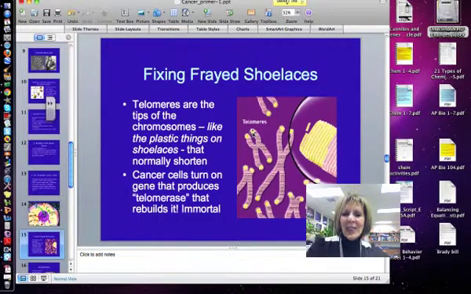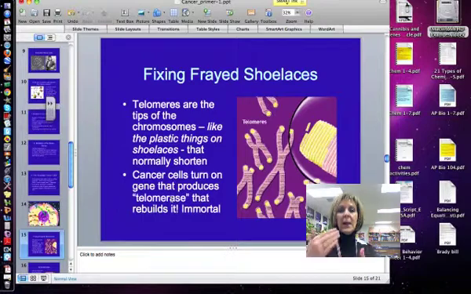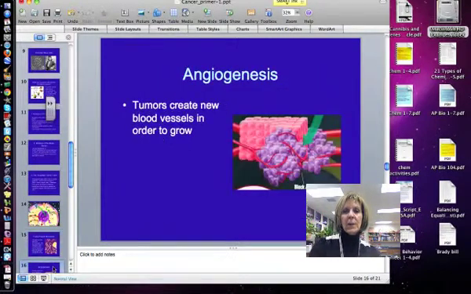But cancer cells are able to turn on genes that produce telomerase. Telomerase is an enzyme that actually rebuilds telomeres. And so in an insidious way, they are actually becoming immortal by continuing to fix their own frayed shoelaces, so to speak, which makes their telomeres not shorten.